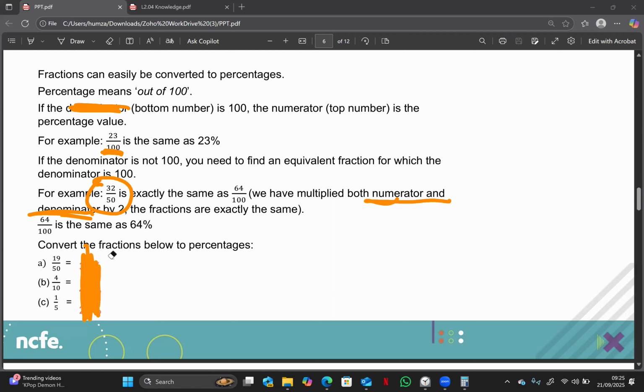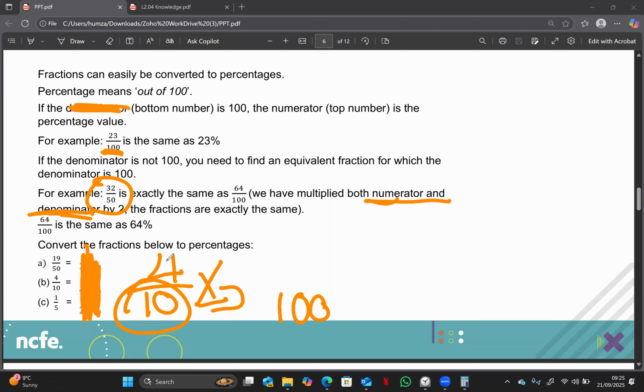No, we need to make this bottom number 100. So right now it is 4 over 10, isn't it? We need to make that 100. How do we make that 100? 10 times 10 is 100. Exactly. So we multiply this whole fraction, the top and the bottom, by what you said, 10.